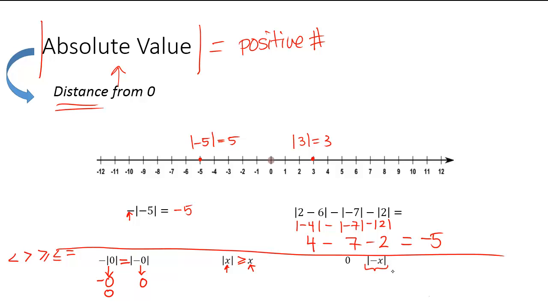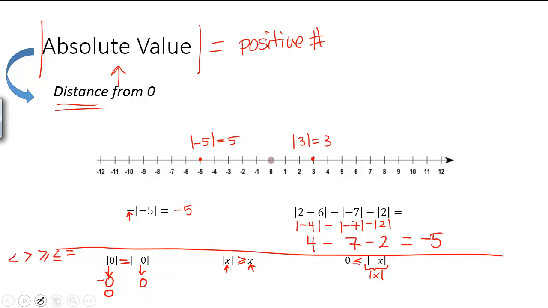Now let's look at this. What would this be? Negative x. Well, whatever x is, no matter if this will end up positive or negative, we don't really care, because the answer is going to be positive x. So let's just say that's absolute value of x. These numbers will always be positive, therefore will always be greater than or equal to 0.